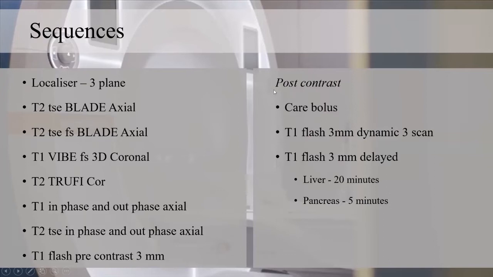Then T1 pre-contrast is 3 mm. Next we'll give the contrast. Then a care bolus, which is for tracking the contrast. After that, T1 3 mm dynamic scans. Then a delay, the same T1 delay scans. The delay varies according to the area of interest. Usually for the liver it is 20 minutes and for the pancreas it is 5 minutes.